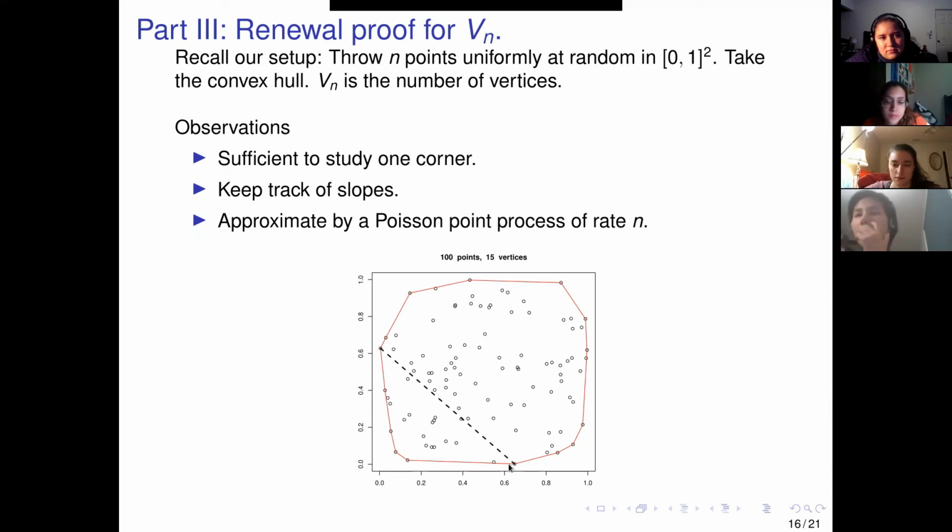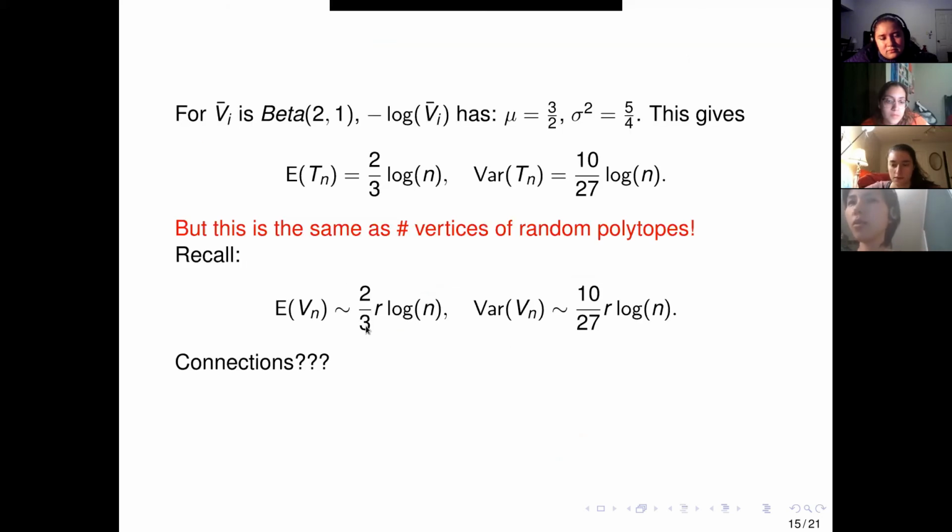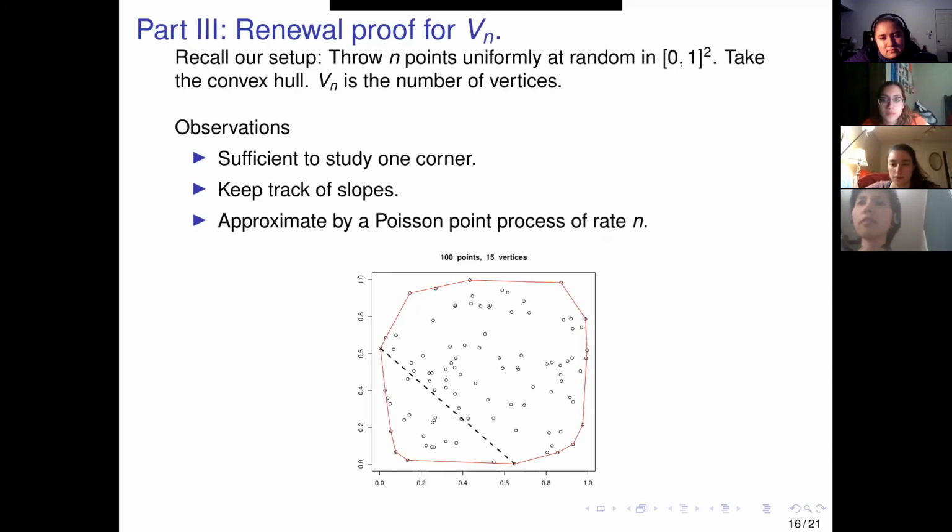By symmetry, I have 4 corners. If I could figure out the expected number of vertices and the variance for one corner, then it's easy to scale up for all the other corners. The other corners are just sums of independent versions of this one. That's why you get this expected value 2/3 log n times r, where r is the number of corners of your bounding box. So that's it: it is sufficient to study one corner.